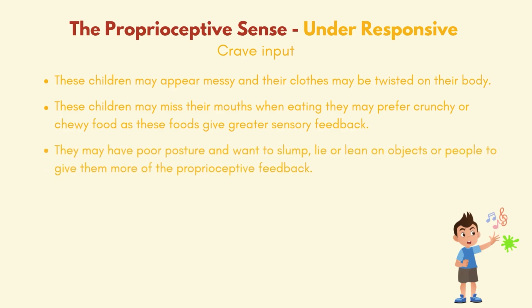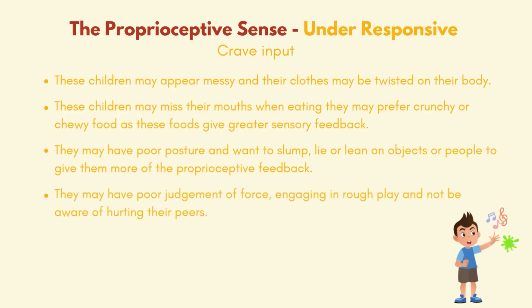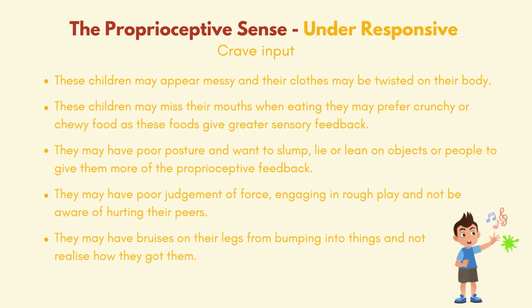They may have poor posture and want to slump, lie or lean on objects or people to give them more of the proprioceptive feedback. They may have poor judgment of force, engaging in rough play and not be aware of hurting their peers. They may have bruises on their legs from bumping into things and not realise how they got them.